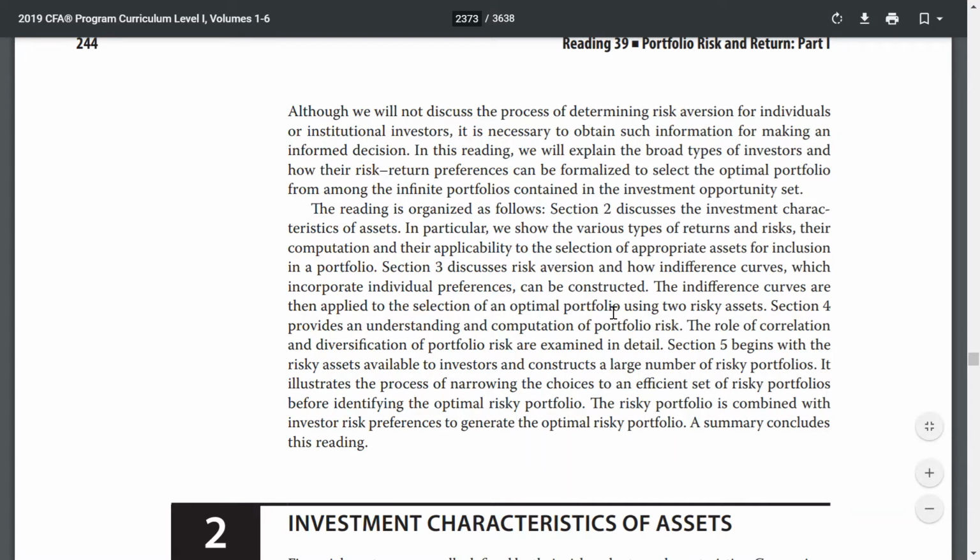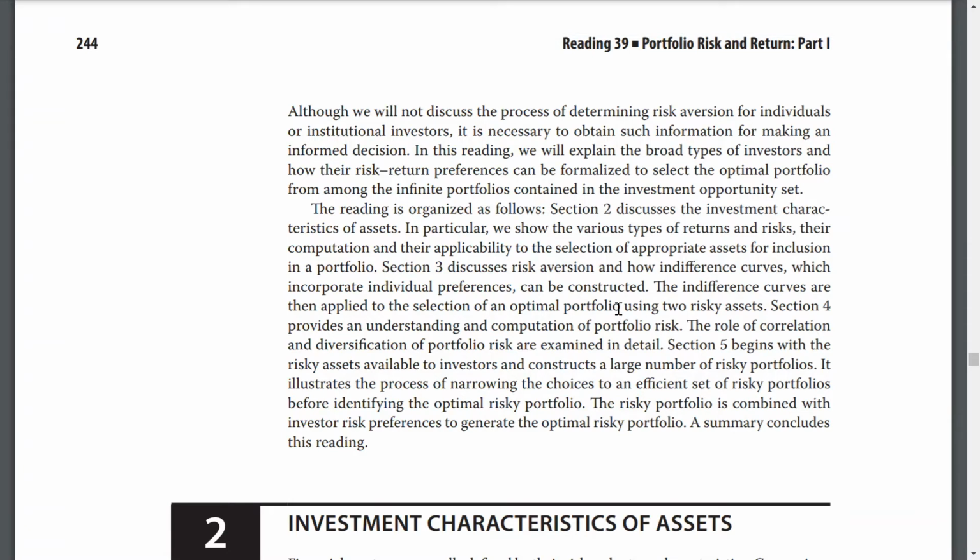The reading is organized as follows. Section 2 discusses the investment characteristics of assets. In particular, we show the various types of returns and risks, their computation, and their applicability to the selection of appropriate assets for inclusion in the portfolio. Section 3 discusses risk aversion and how indifference curves representing individuals' preferences can be constructed.